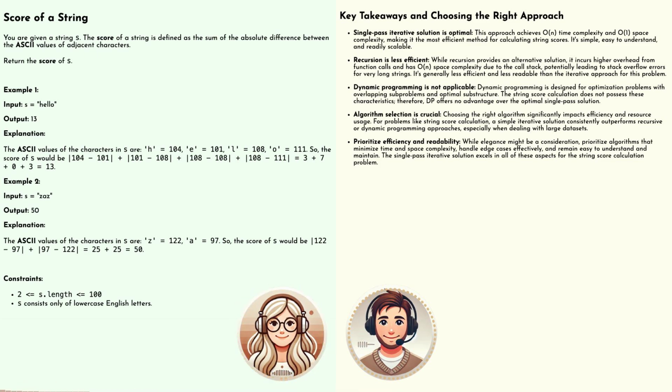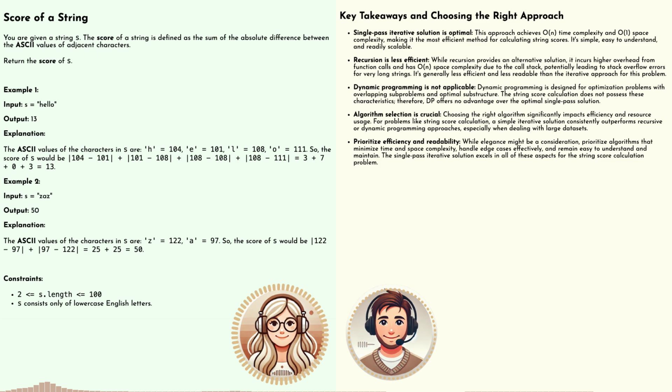Okay, so imagine we have a function, we can call it calculate score, and it takes a string as input. Now, the base case, the simplest scenario, is when that string is either empty or has just one character. In that case, the score is 0 because there are no adjacent characters to compare. All right, so that's our starting point. What happens when we have more than one character? That's when the recursion kicks in.